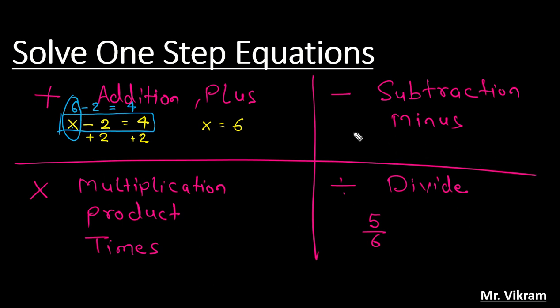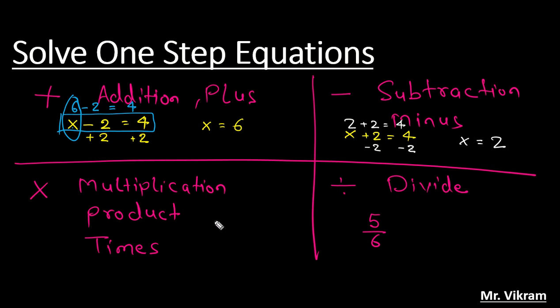Let's take another example here. Now one-step subtraction. If you have x plus 2 is equal to 4, see the difference here. Before it was minus 2, now it is plus 2. If it is plus 2, what should I do? To remove it, I do minus 2. So 4 minus 2 is how much? x is equal to 4 minus 2, which is 2. You can also check it: what should I do here to get 4? 2 plus 2 is equal to 4. So we can cross-check that we are getting the right answer.